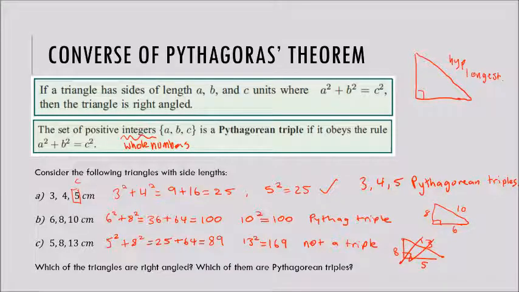Now, in terms of answering the questions at the bottom, which of the triangles are right-angled? We have A and we have B, because 3 squared plus 4 squared was equal to our third number squared, same with part B. C, however, did not have 5 squared plus 8 squared equal to 13 squared, so it was not right-angled. On the other hand, which of them are Pythagorean triples? Again, A was a Pythagorean triple because 3 squared plus 4 squared equaled 5 squared, and likewise for B. Hopefully that helped.